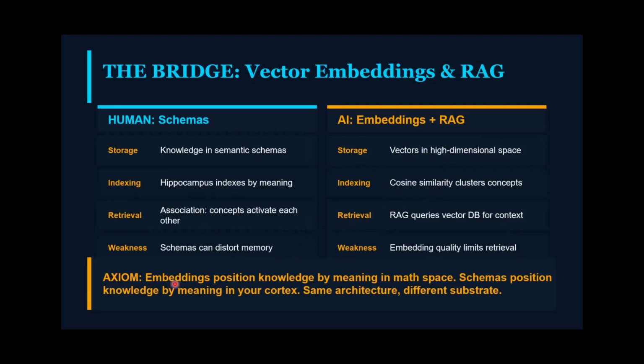Now, the axiom here: embeddings position knowledge by meaning in math space. Schemas position knowledge by meaning in your cortex, right? Same architecture, different substrate. The argument could be made that the cortex is a math space as well, right? But now we're getting into semantics a little bit, right?